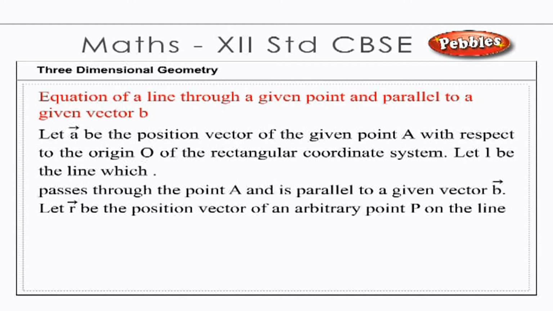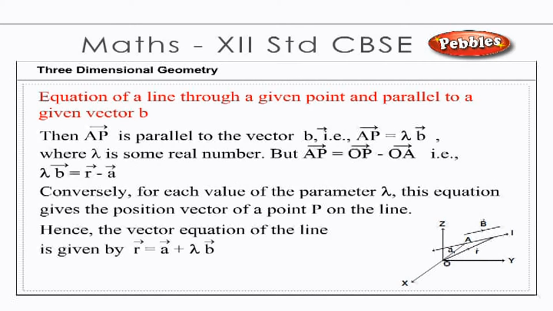Equation of a line through a given point and parallel to a given vector b. Let vector a be the position vector of the given point A with respect to the origin O of the rectangular coordinate system. Let l be the line which passes through the point A and is parallel to a given vector b. Let vector r be the position vector of an arbitrary point P on the line. Then vector AP is parallel to the vector b, that is vector AP is equal to lambda vector b, where lambda is some real number.